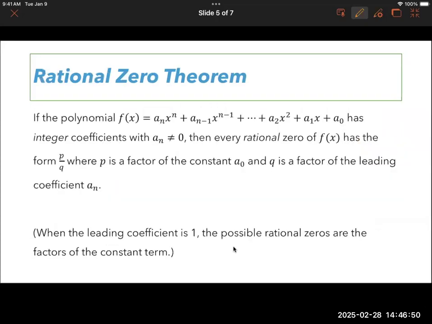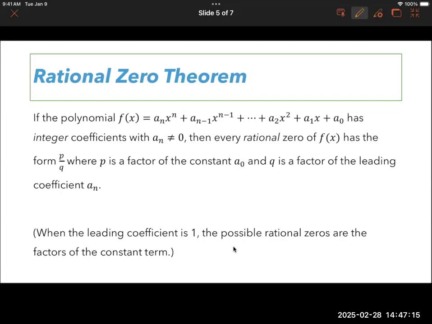Okay. Now, where do we start? Do I just start randomly picking numbers and hoping that some of them will give us a remainder of 0? That is going to be long and tedious and take way more time and effort than anyone wants to put into it. So we have one more theorem to help us out called the rational zero theorem.